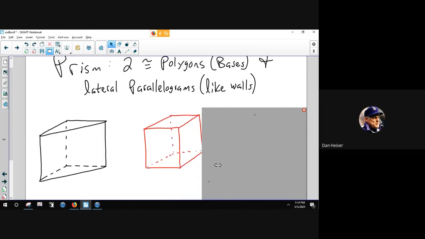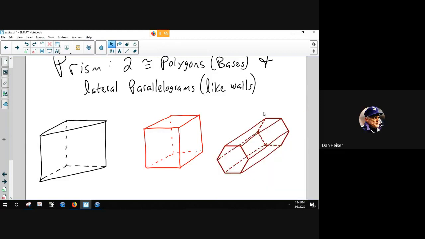Here's another prism. This one we're a little more used to. It looks like a box. Now, because these are all parallelograms, which is the floor, which is the ceiling? How do we know that it's not tipped on its side? Well, we don't. So we just assume that it is drawn as is. This is the floor, this is the ceiling, and then we have four walls: front, back, left wall, right wall.